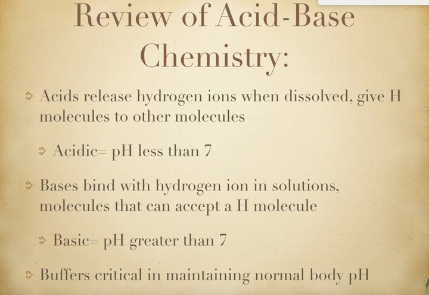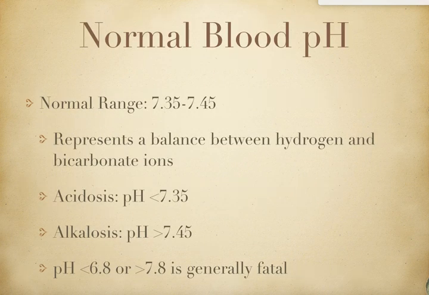And then there's buffers that are critical in maintaining normal body pH. And remember that pH is a calculation based on the percentage of hydrogen ions and the amounts of acids and bases in a solution. In the body, it's blood or plasma. So normal blood pH is 7.35 to 7.45. It represents a balance in hydrogen and bicarb.